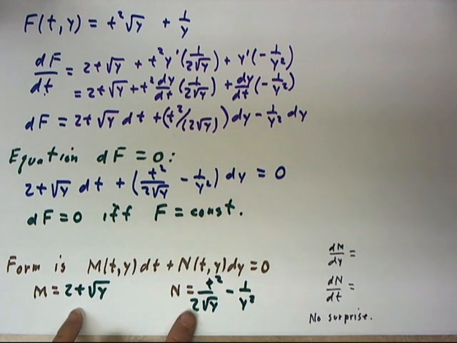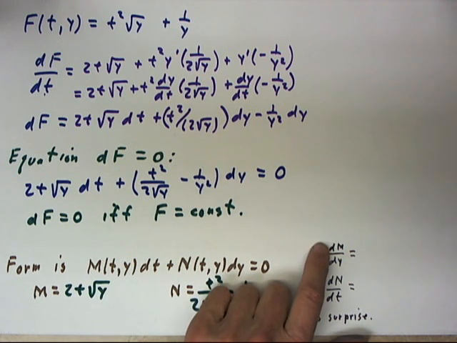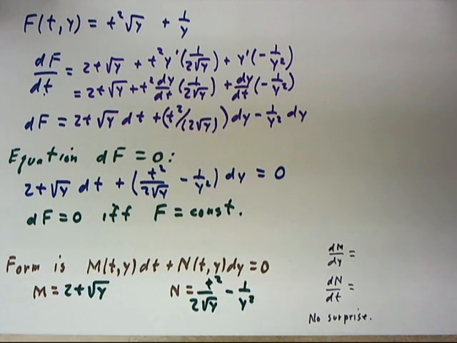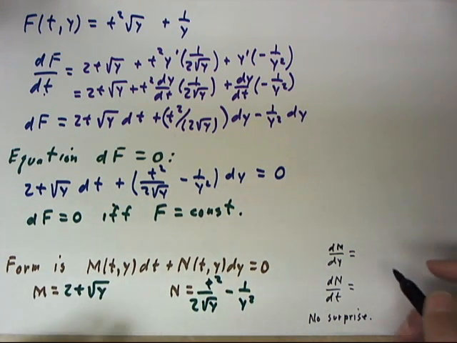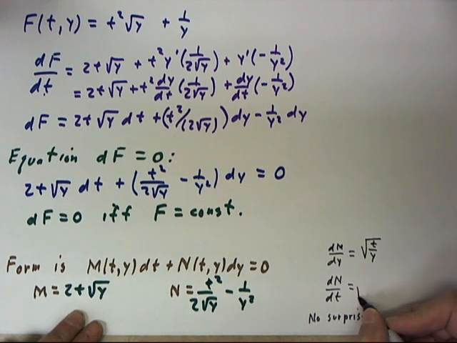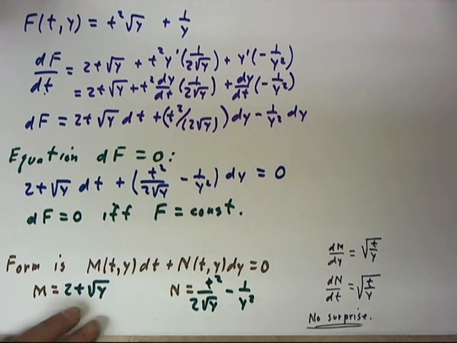We can apply the same criterion we did before. Does dm dy equal dn dt? And we find, well, dm dy is 2t over 2 square root of y, which is just t over the square root of y. dn dt is 2t over 2 square root of y, which is again t over the square root of y. So this equals t over the square root of y. This equals t over the square root of y. And we shouldn't be surprised from what we've seen before.